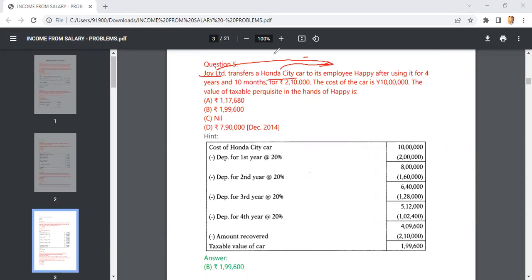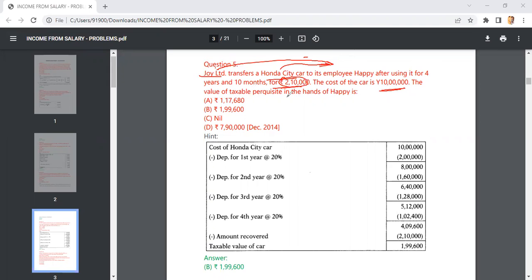I'll tell you, Saujanya, I'll come to that point also. So the Honda City car, they are using it for 4 years and 10 months, and he gets it for the value of 2,10,000. The actual cost of the car is 10 lakh, but after 4 years 10 months he is getting it for this amount.